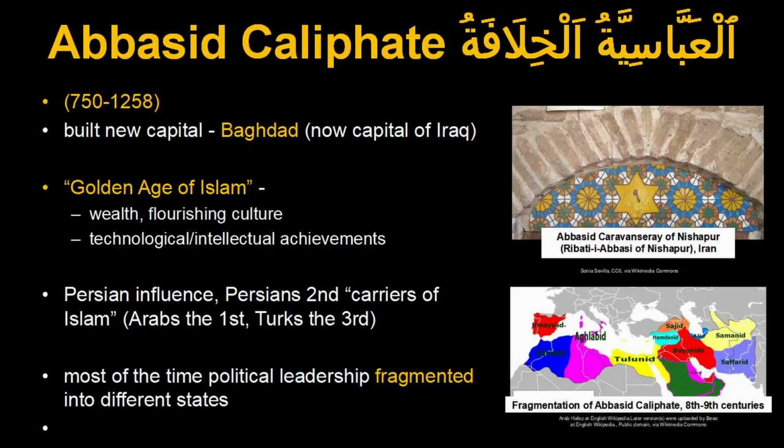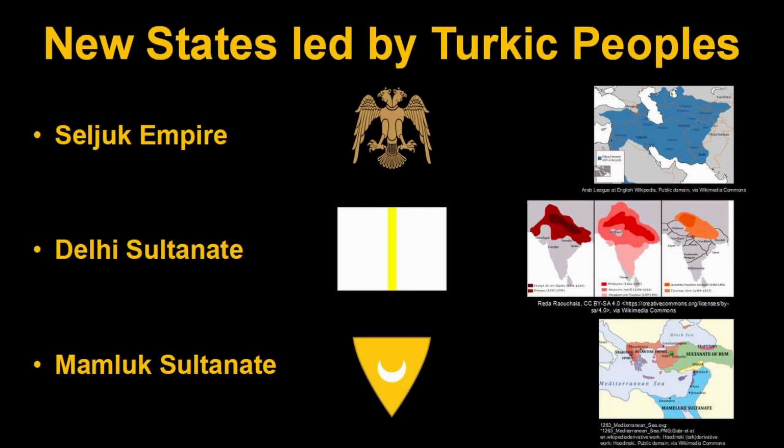But even though the Abbasid dynasty technically lasted more than 500 years, most of that time was characterized by fragmentation and loss of political control to new Muslim states, many of which are ruled by the third great carriers of Islamic civilization, the Turks. So here are the 3 big new Muslim states, and all of them are ruled by Turkic peoples. We should give a brief introduction as to who these Turkic peoples are.